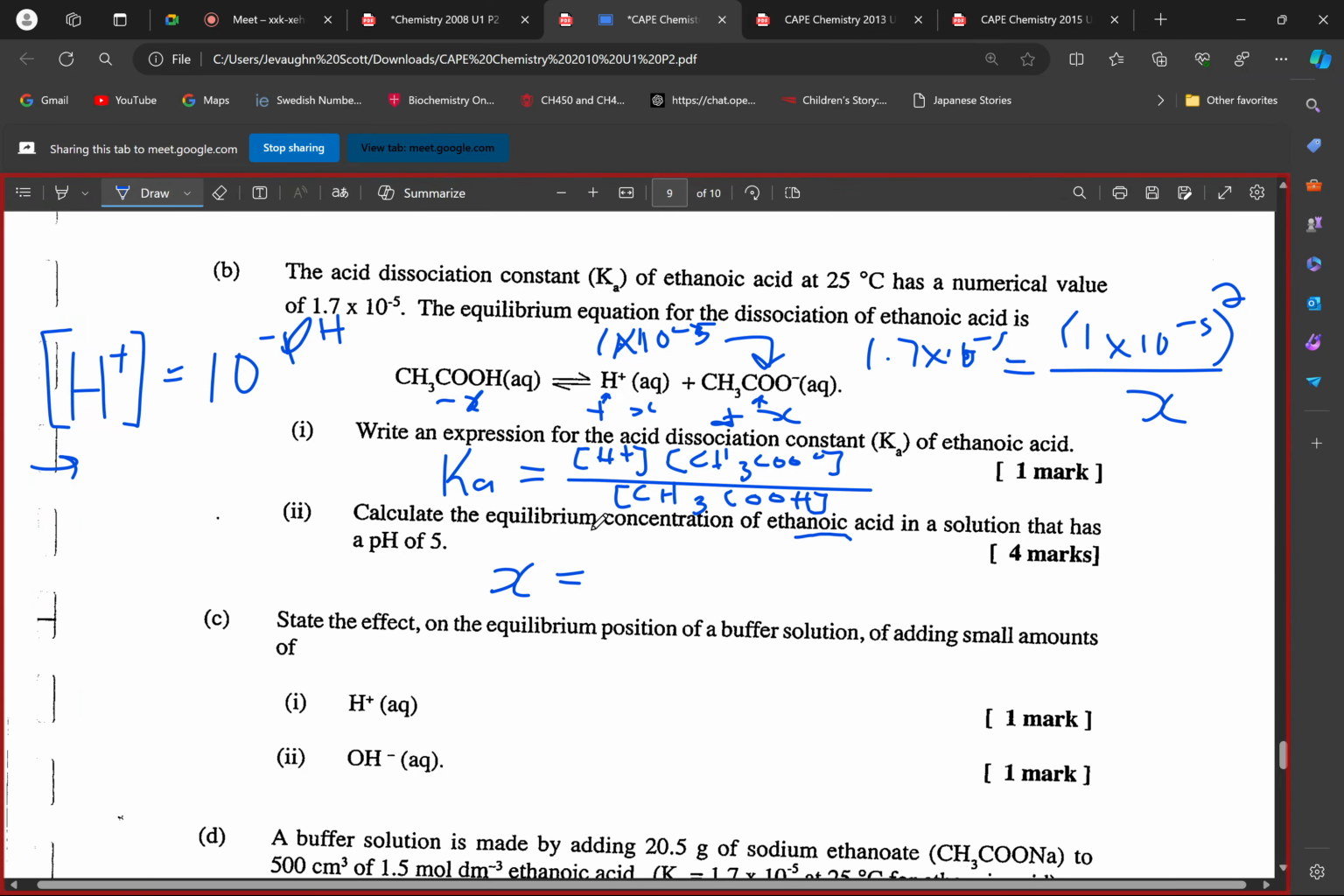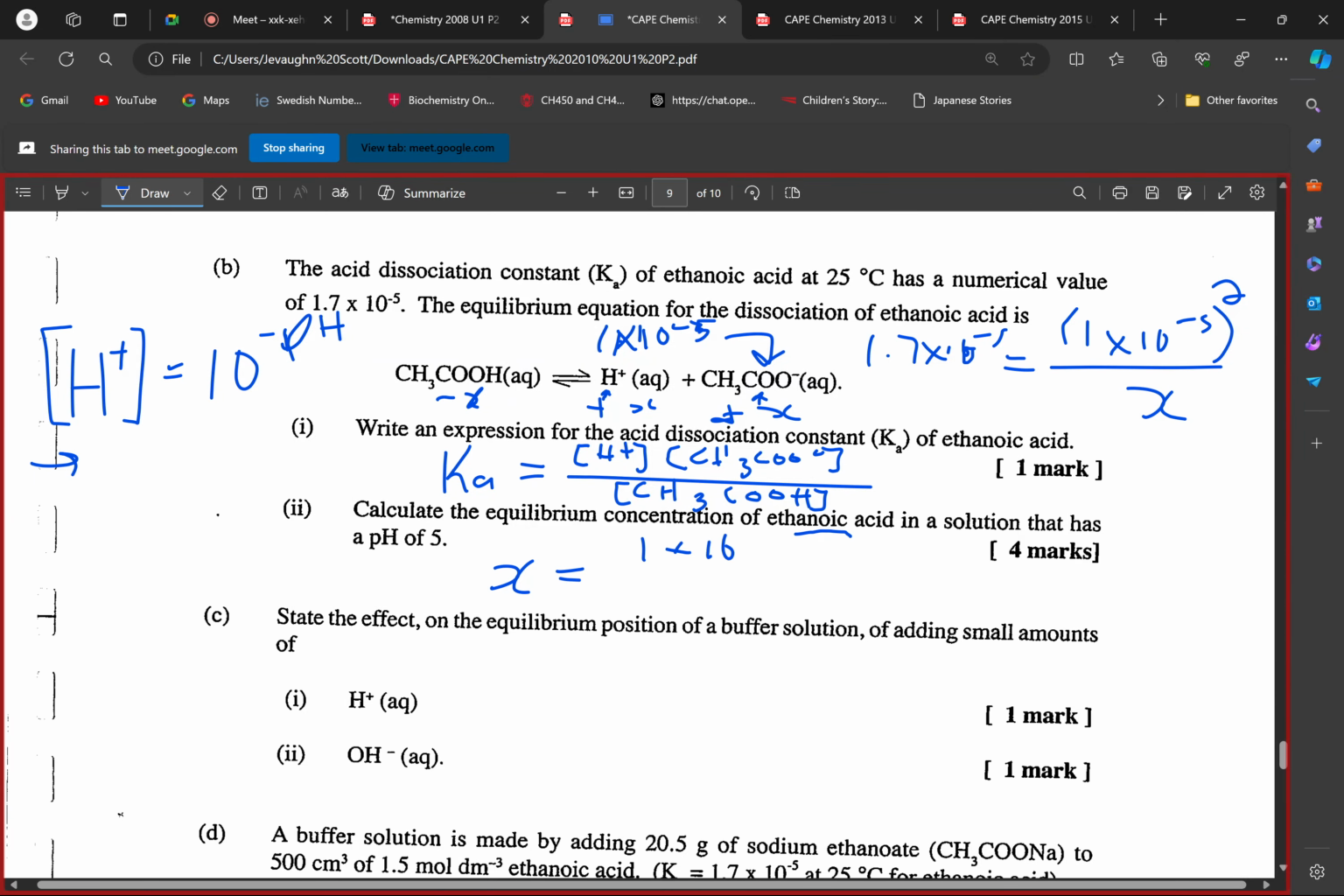Alright, so calculate the equilibrium concentration. X is equal to what again? X is equal to 1 times 10 to the negative 5, squared. So 1 times 10 to the negative 10, technically. Okay, to the negative 10, because if you square it, it's going to give us negative 10. And then divide it by 1.7 times 10 to the negative 5. And what is our answer?